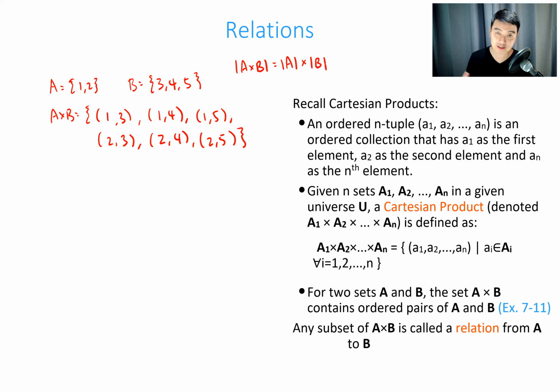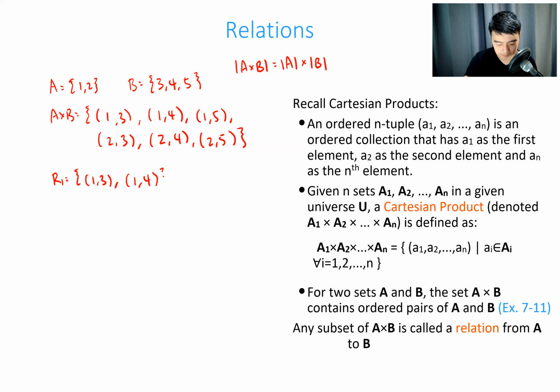A relation just means there's some relationship between set A and set B, and we want to define that relationship. So we can say R1, for example, is a relation. I take a subset of these things. Let's say I take (1, 3) and (1, 4). What we're saying here is that there's a relationship between set A and set B, and that is that 1 is related to 3, and also 1 is related to 4. That's the relationship between set A and set B.